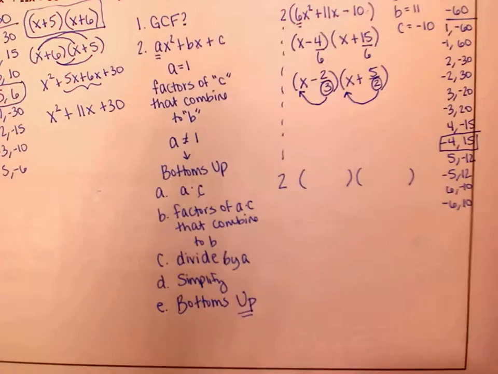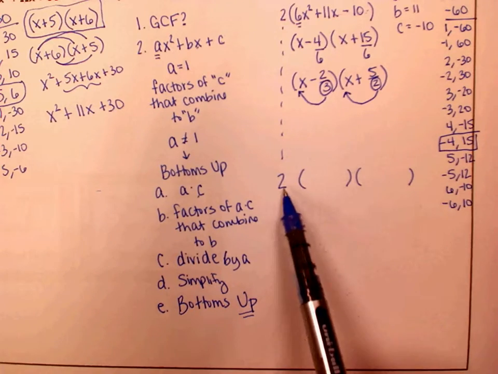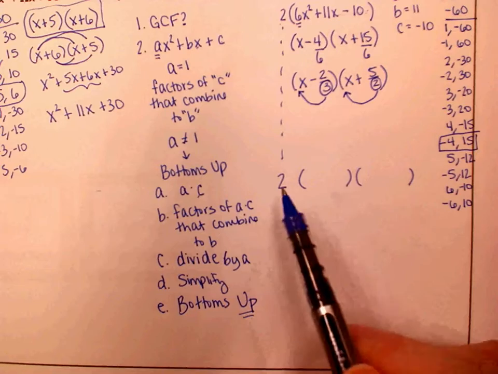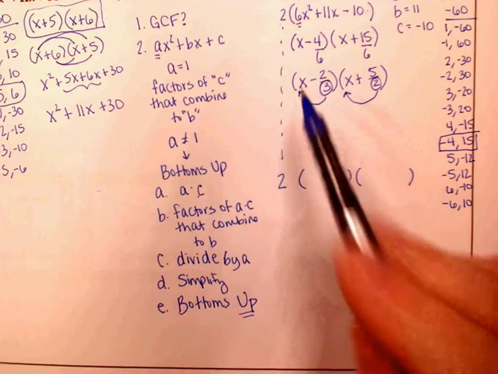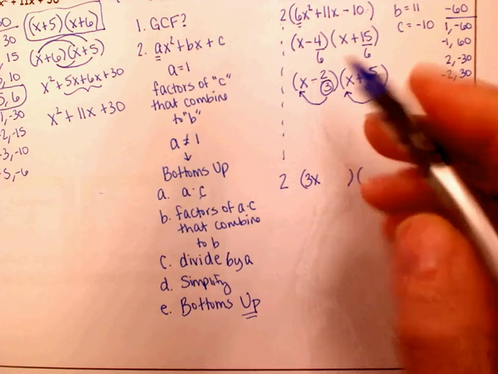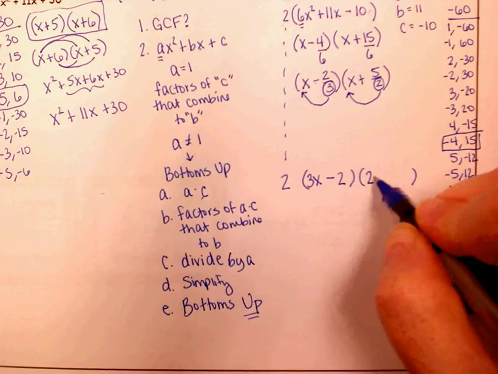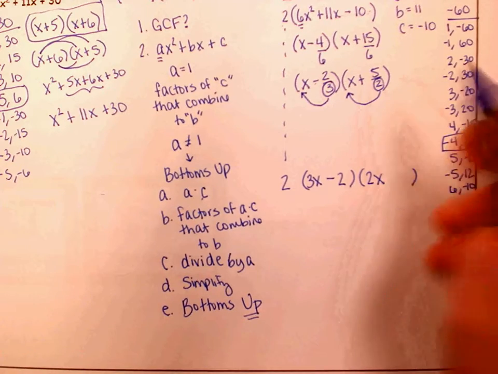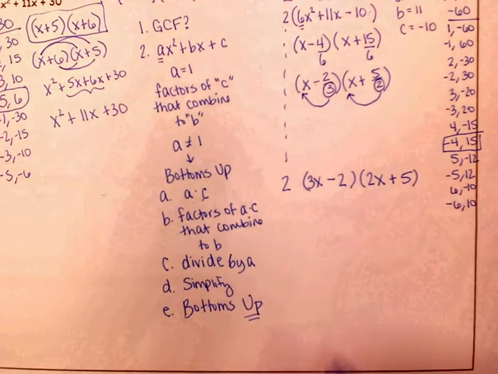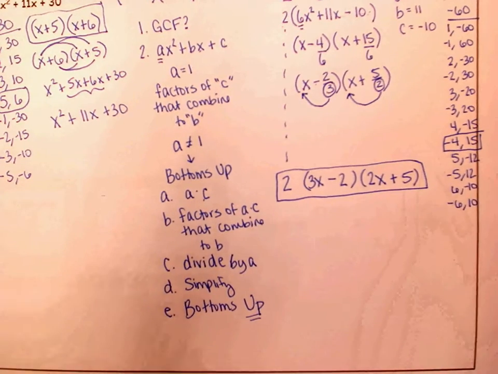So now I'm ready to write my answer. Remember I skipped some steps and I put the 2 there? That's because that 2 is part of my answer. Don't lose that GCF. So now we have 2 times 3 goes in front of x, so that's 3x. Don't forget that sign goes with that 2, so minus 2. 2 goes in front of x, so 2x. That addition goes with that 5, so plus 5. So this, including the 2 of the GCF, is my final factored answer.